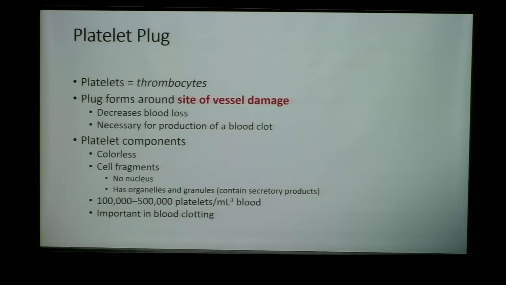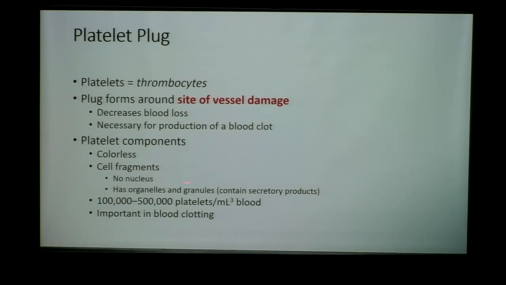Okay, so the second part of this here is the platelet plug. So the first part is vascular spasm. We're going to vasoconstrict to prevent blood loss. The second part is the platelet plug. Now this is formed by platelets, which we also call thrombocytes. These basically start aggregating at the site of that vessel injury, and they begin to secrete substances that are necessary to clot the blood in that area, again, in an effort to minimize blood loss in that area.